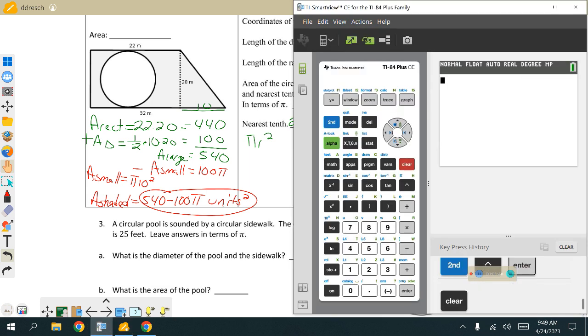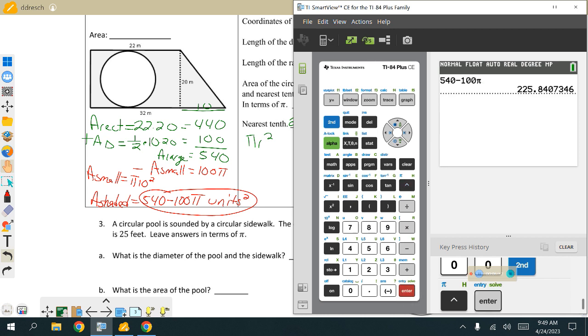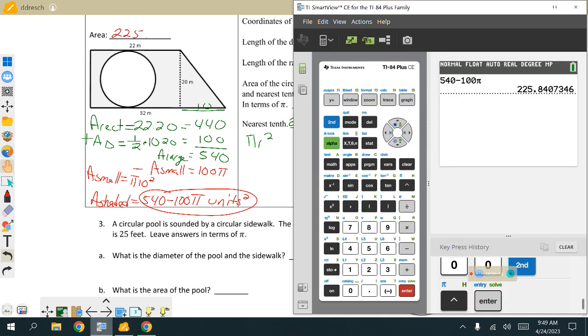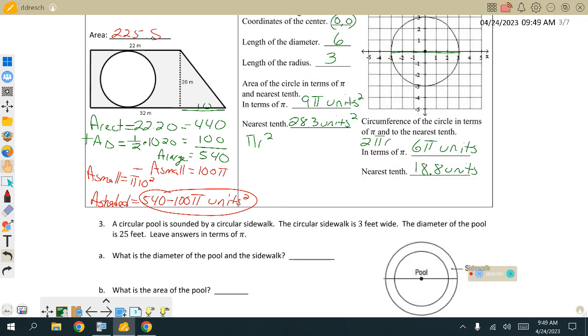540 minus 100 pi. Calculator says nearest tenth, 225.8. So this is like if you roll out cookies and you get cookie cutters and punch out the cookie shapes with your cookie cutter. That's the idea.